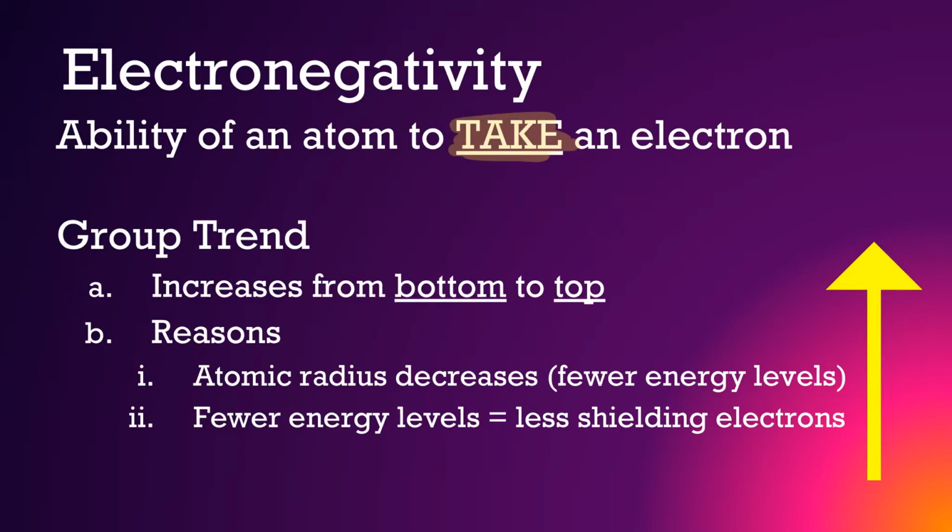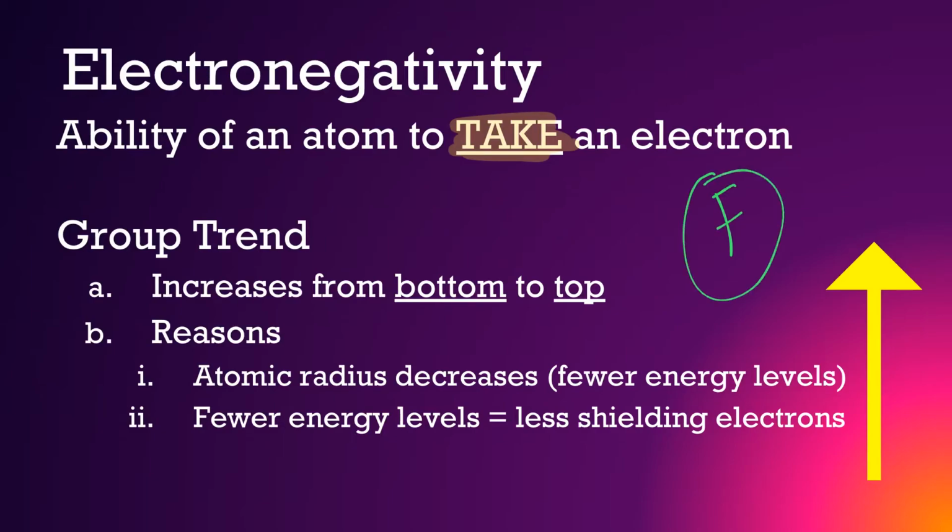The group trend: it increases from bottom to top on the periodic table. The reason for this is the atomic radius decreases, so there are fewer energy levels. Fewer energy levels means less shielding of the electrons. The shielding means that they are not as subjected to the force of the nucleus, the positive charge of the nucleus. When you have fewer energy levels, let's look at fluorine.